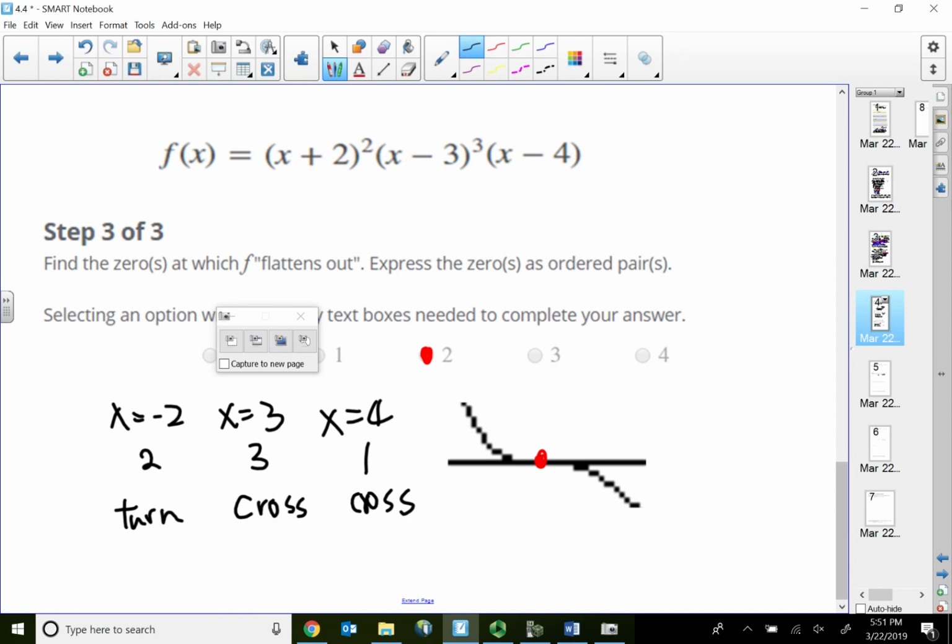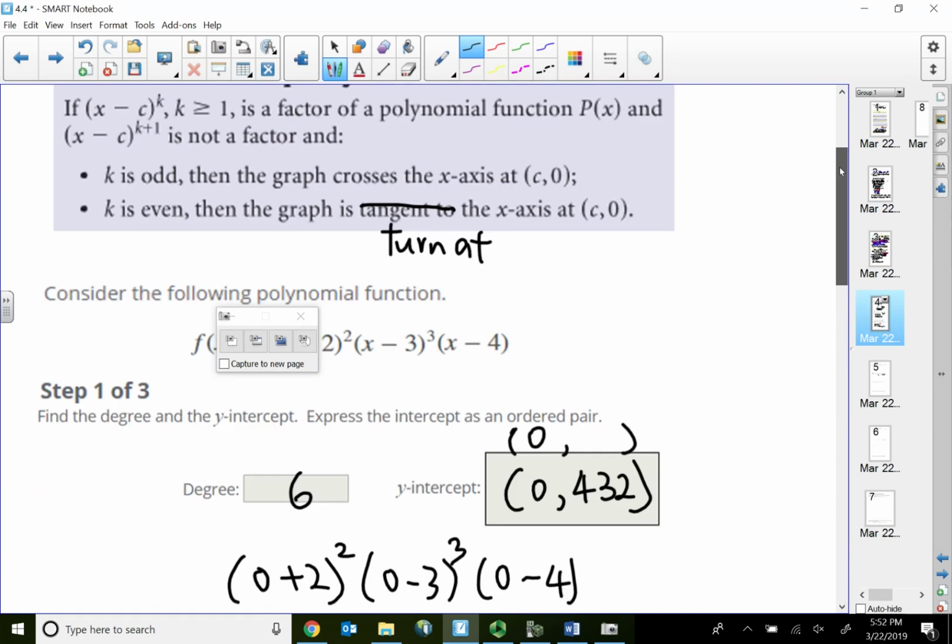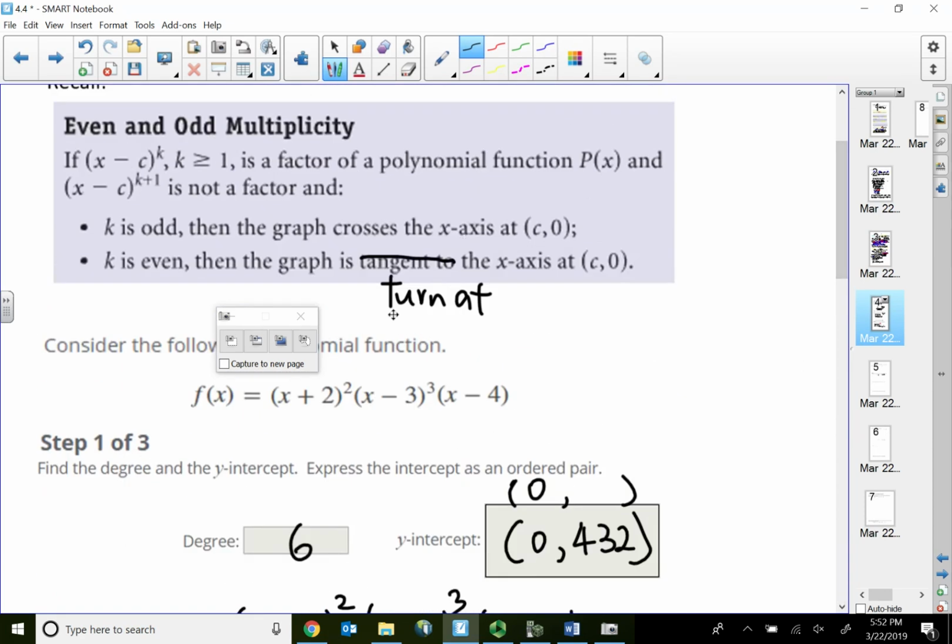So it flattens out at (3, 0), the x-intercept that flattens out at (3, 0), and the other one is this one, (-2, 0). So anything with degree higher than 2 is considered flattened. Originally, the even and odd multiplicity simply talk about whether you will cross or you will turn.